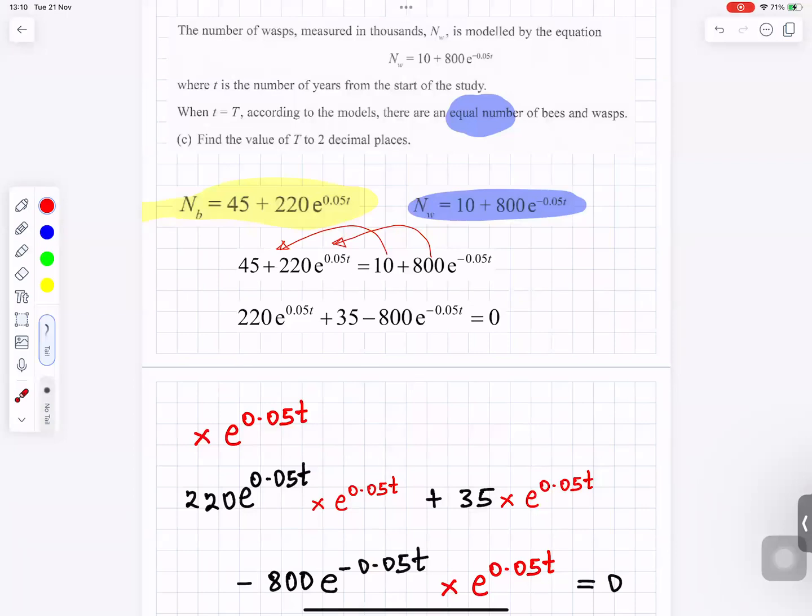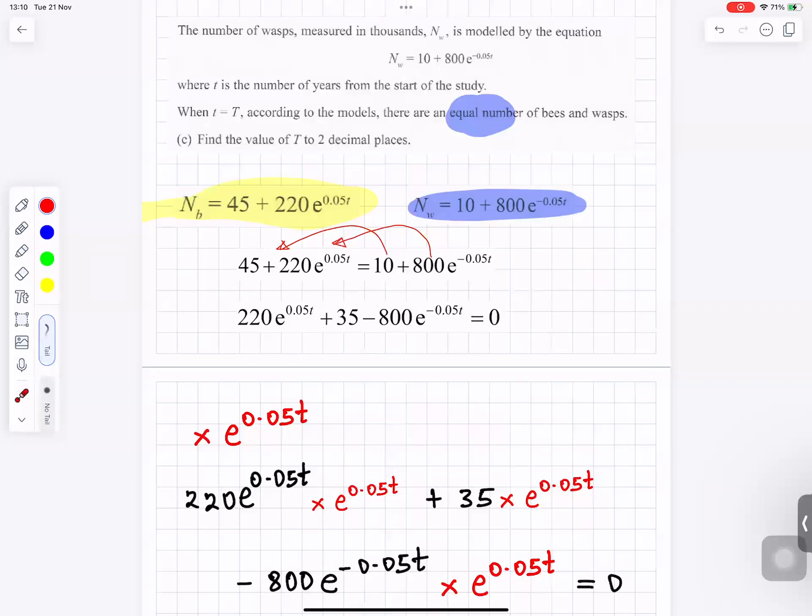So for part C, find the value of t to 2 decimal places. So we have NB, we have NW. We have 2 things, one in the yellow, one in the blue there, or purple. Now we put them equal to each other, the left side, the right side. So we take everything to the left. We take the 10 to the left. It becomes 45 take away 10, which is 35. We take the 800 e to the minus 0.05t to the left. It becomes minus that. So we have that equation.